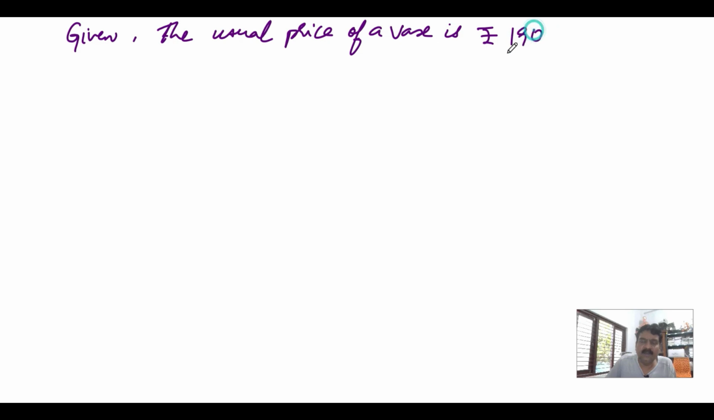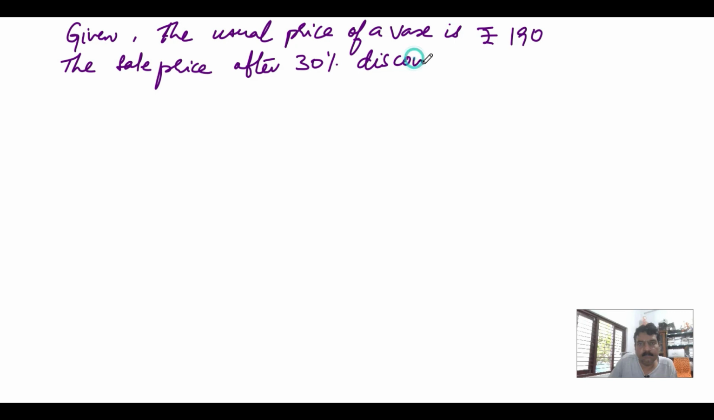So given the usual price of a vase is rupees 190, the sale price after 30% discount is how much? This is your question, right? So you have to take out first the amount of 30% and minus from the original cost.